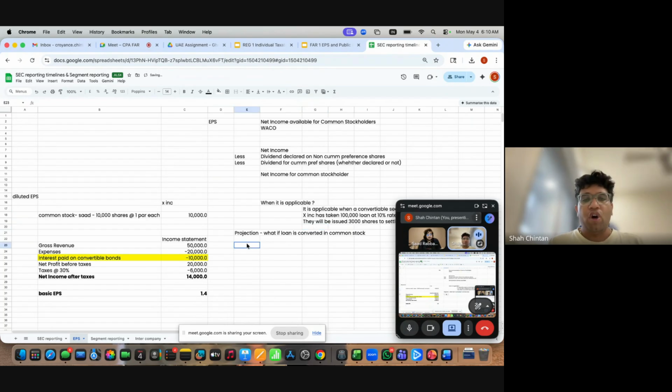Now let's do the projection. What will happen if the loan liability converts into common stock? Revenue remains the same, no impact. Expenses remain the same, no impact. Interest on loan, you will no longer be incurring that interest in future, so interest on loan will be zero. Why? Because the loan is no longer a loan now. It has become common stock. So what is your net profit before taxes? They are now 30,000. Now you are paying 30% taxes, so in future you will be paying $9,000 of taxes. So your net income after tax will be $21,000.